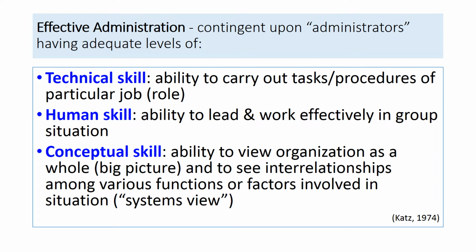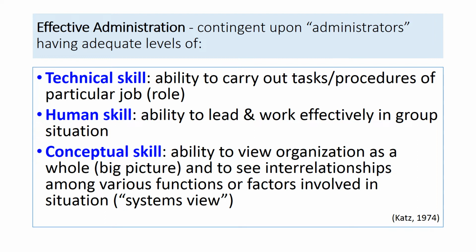And I like this model because I think it really helps us to understand, even in our roles as clinicians, moving into being responsible for some of these other aspects of management. So, the technical skill obviously is the ability to carry out task procedures of a particular job or role. So, that can be our technical skill or clinical skill. The human skill is the ability to lead and work effectively in a group situation, which we all have to work on teams. And in fact, working more effectively on interprofessional teams is becoming more and more important.